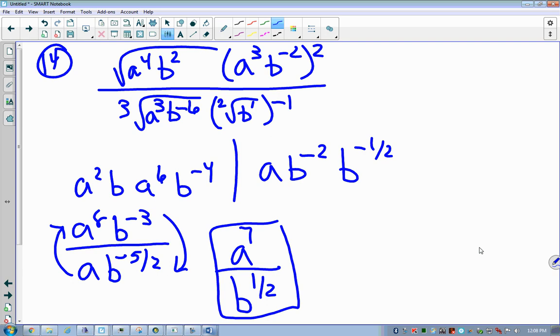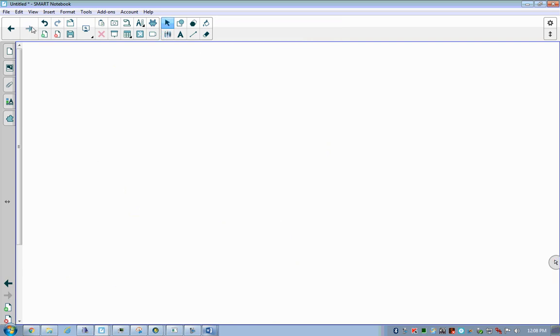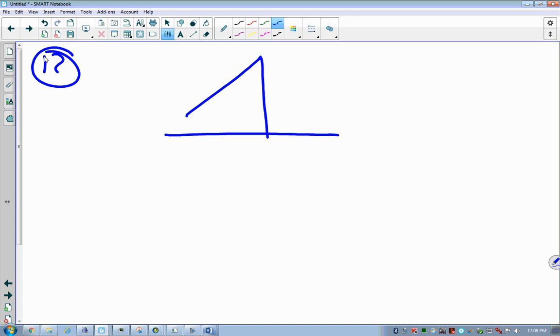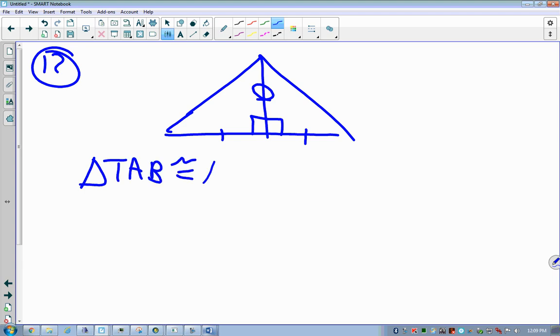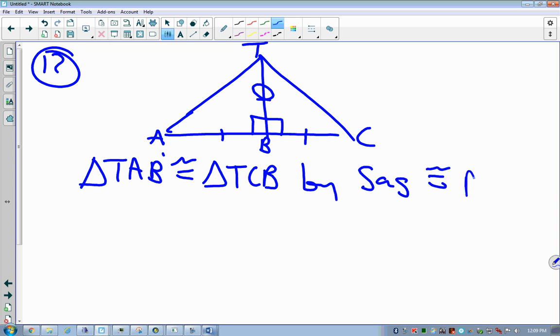Let's look at the next one, which looks like number 17. All right, 17 wants an outline of a proof. So what you should be able to show on this is I got a right angle here, there. Those sides are congruent. I get something like this. So what I'm looking for is triangle TAB. It's congruent to triangle TCB. Right, we've got T, B, A, and C here by the side-angle-side congruency postulate.